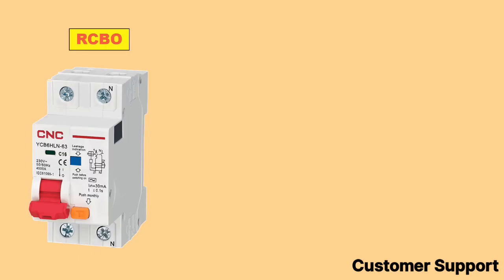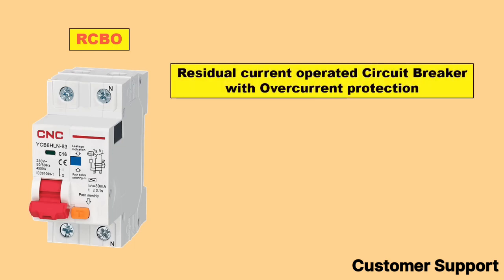Now here we have a RCBO. Full form of RCBO is Residual Current Circuit Breaker with Overload Protection. By listening to its name, you must have got an idea of what the working of RCBO is. But I will explain you everything.